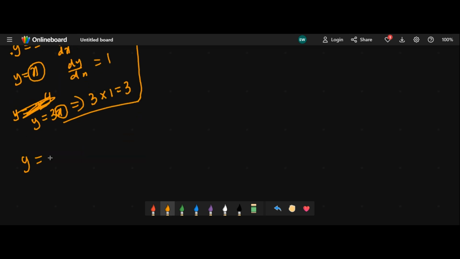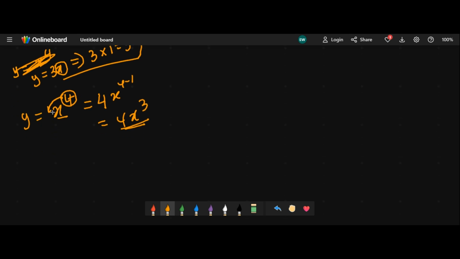Now the fourth one, if you have powers, for example x to the power 4, very simple. If there is a power, what you have to do is bring that 4 in front. So 4x, and subtract 1 from the earlier power 4. So 4 minus 1, that is equal to 4x to the power 3. This is the answer. Simple.